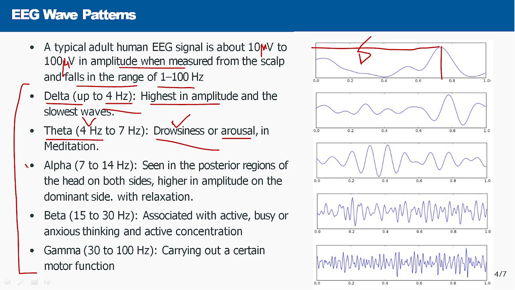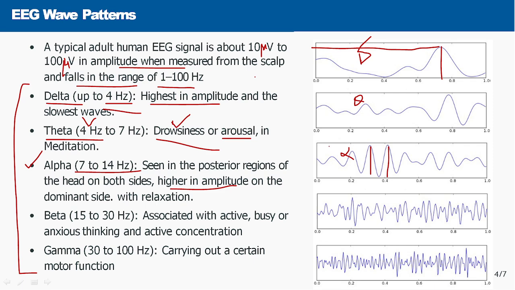Now the next one is the alpha wave. Alpha is seen in the posterior region of the head on both sides. It has a frequency from 7 to 14 hertz, with higher amplitude. You mark here, these are your theta waves, this is your alpha waves. This alpha wave has higher amplitude and is dominant with relaxation.